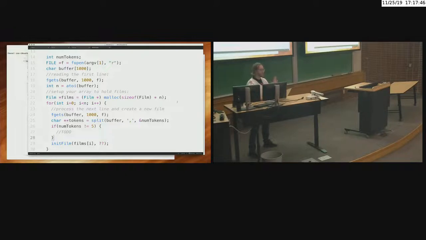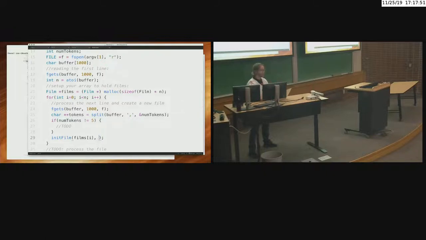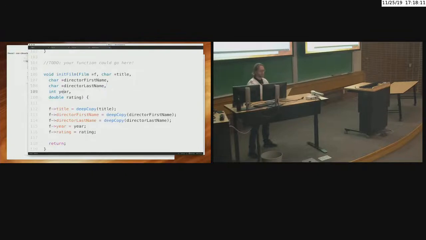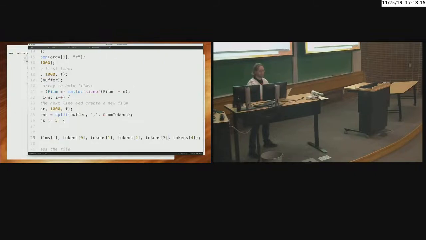Otherwise, we've got these 5 tokens: tokens of 0, tokens of 1, tokens of 2. The first one represents the title, so I just simply need tokens sub 0, tokens, there's the first name, tokens of the last name. But now can I do this? Tokens of 3 and tokens sub 4? These are strings. Does my init function that I just wrote take strings for the last two? One is an integer, one is a double. So how do I convert a string to an integer? atoi, just like we did before.